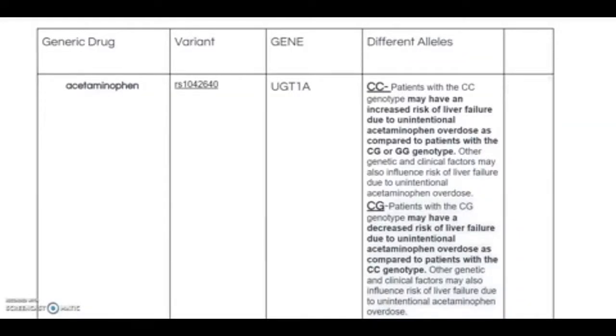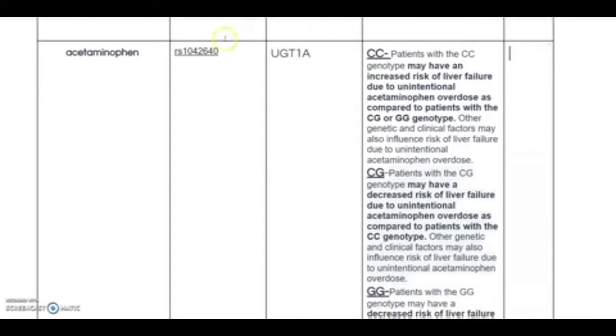Now this is the results page, and you can see how acetaminophen reacts to different alleles. Like for example, in the first one, CC, patients with CC genotype may have increased risk of liver failure due to unintentional acetaminophen overdose as compared to patients with CG genotypes. And as you scroll down, you can see different types of alleles and see how acetaminophen reacts to each one.